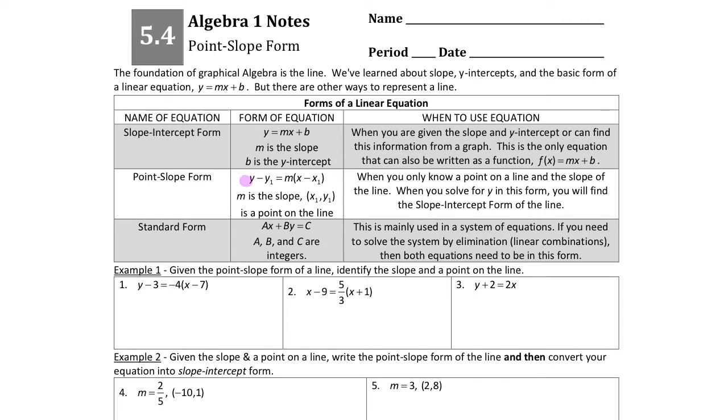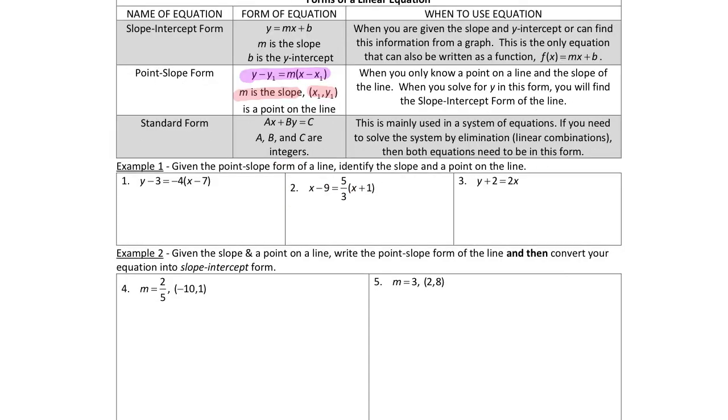Let's dig into point-slope form, which is this formula right here. y minus y1 equals the slope m times x minus x1. The things we need to know for this formula, we need to know the slope of the line, and we need to have at least 1 point that lies on the line, not necessarily the y-intercept. Let's take a look at some examples of point-slope form and dig the information out that we need.